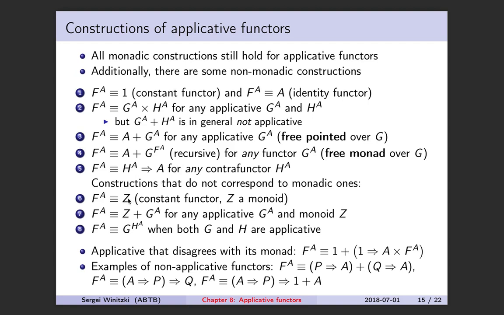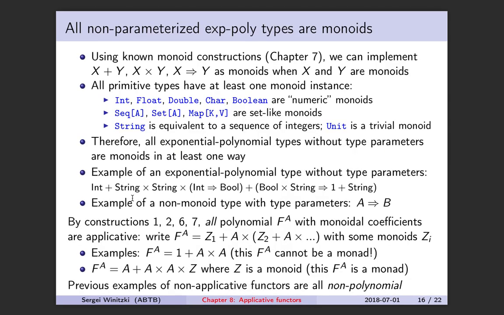Having finished with constructions, we notice that some of them contain monoids. So monoids seem to play an important role. They're very similar to applicative functors in some interesting ways. So let's actually ask, what are monoid types? What are the types that I could use here in this construction? The answer is, surprisingly, in Scala, any type is a monoid. All non-parameterized exponential polynomial types are monoids. What does it mean?